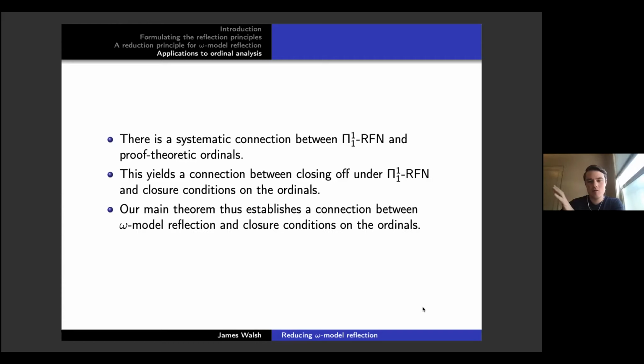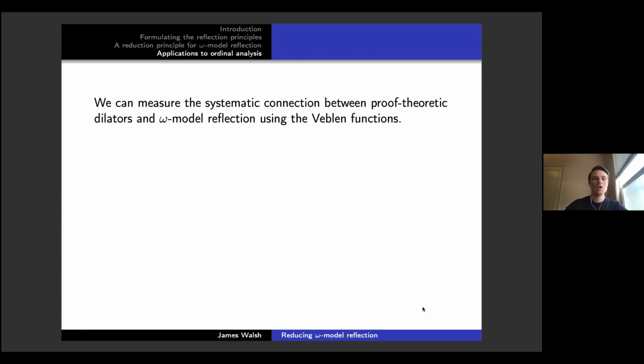And the main theorem thus establishes a connection between omega model reflection and closure conditions on the ordinals. That's the hope. And we want to use this connection for some applications. So we can measure the connection between the proof theoretic dilators and the omega model reflection using the Veblen functions.